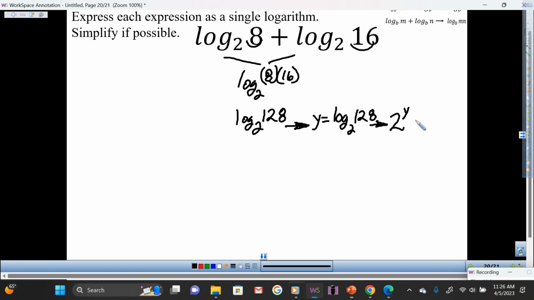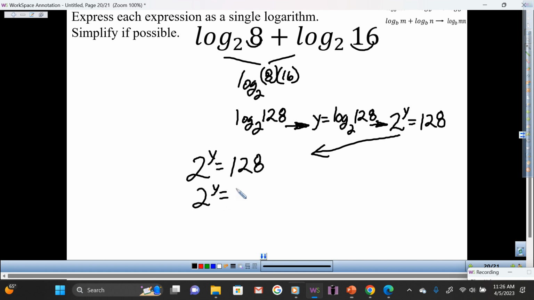2 to the y equals 128. That is correct. I'm going to bring that over here so that I can put it in the center. 2 to the y equals 128. Continue, Caleb. 2 to the y equals, what do we need to have on both sides? Yes, the same base. We just need to find the exponent to give us 128.